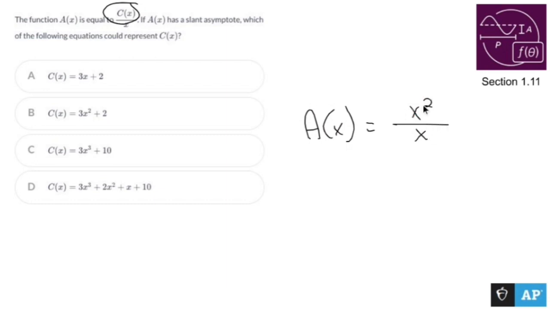So the numerator has to have 1 degree higher than the degree of the denominator, and so whatever x squared has to do it. So C is linear? No. B, yep. You're cubic? Nope. You're cubic? Nope. So B is the only guy because this would give me a slant asymptote. Fun, fun.